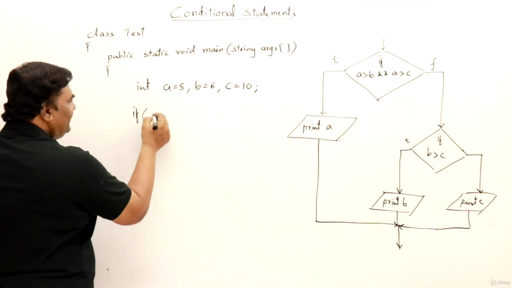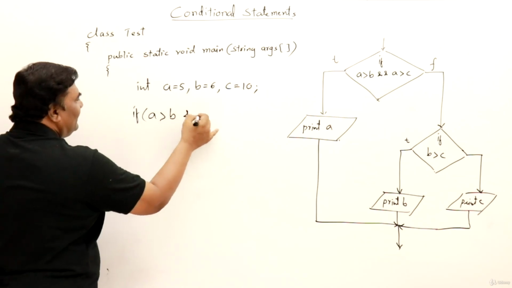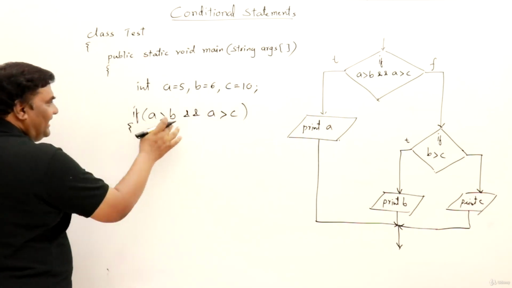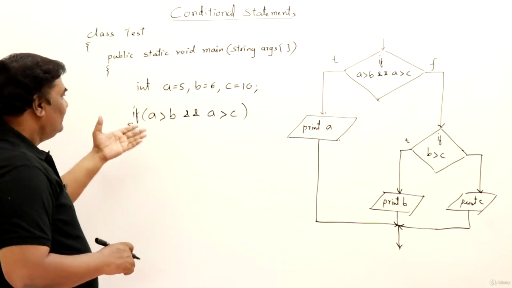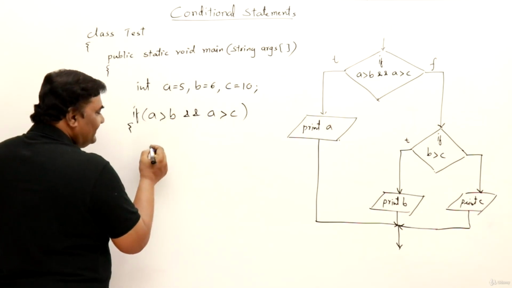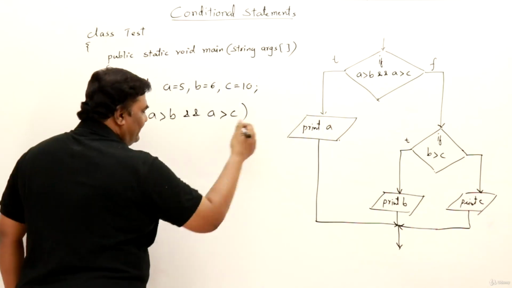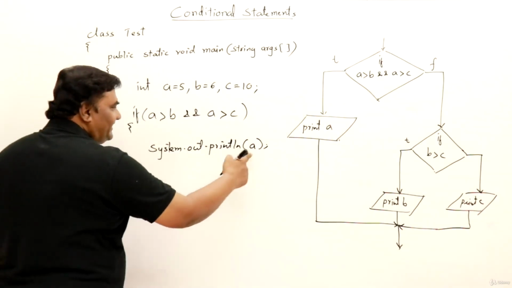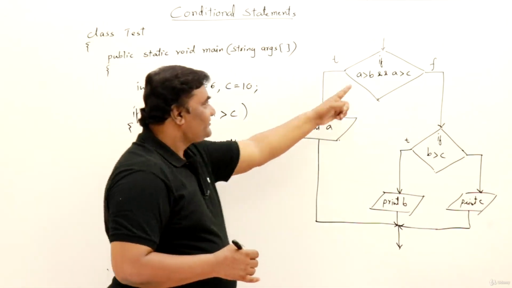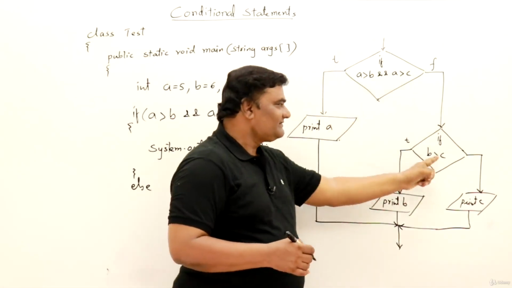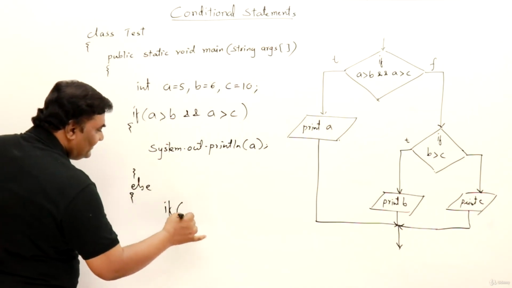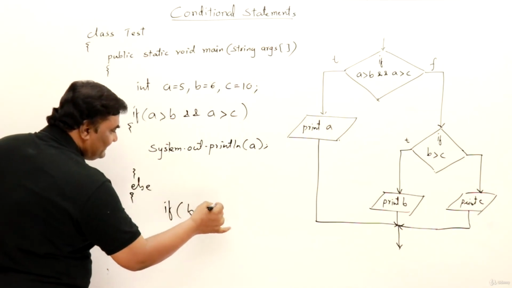I have to check if a is greater than b and also a is greater than c. If you remember, and will be true only if both are true. So if a is greater than b and a is greater than c, then I will print System.out.println(a). I have to print a. Now, if this if is true just print a, otherwise else. So again we have a condition inside else: again if b is greater than c.